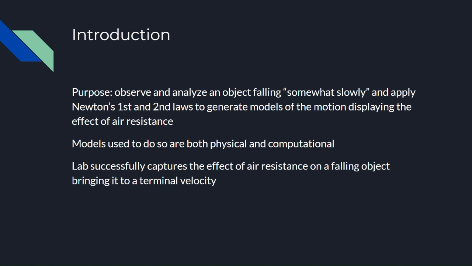Introduction. So the purpose of this lab is to observe and analyze a falling object that falls somewhat slowly, which means air resistance affects it, and apply Newton's first and second laws to generate models of the motion displaying the effect of that air resistance. The models used to do so are both physical, with a falling notebook, and computational, with code. The lab successfully captures the effect of air resistance on a falling object, bringing it to a terminal velocity, which we'll talk about later.